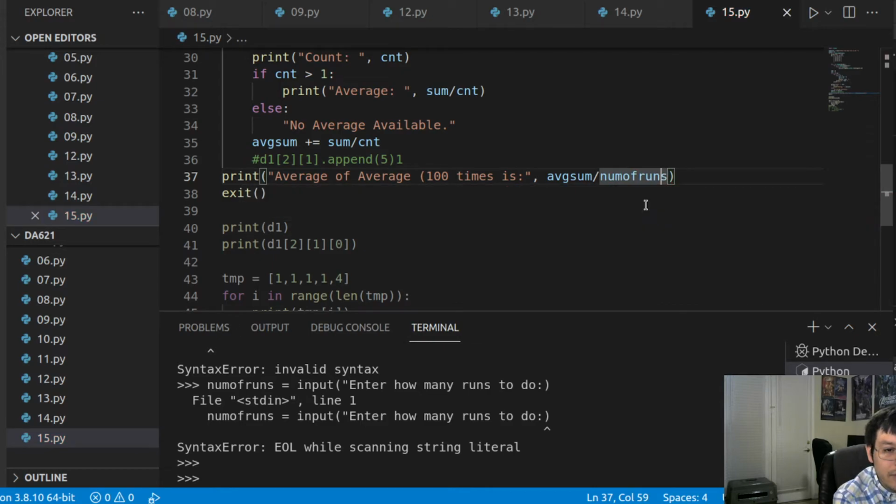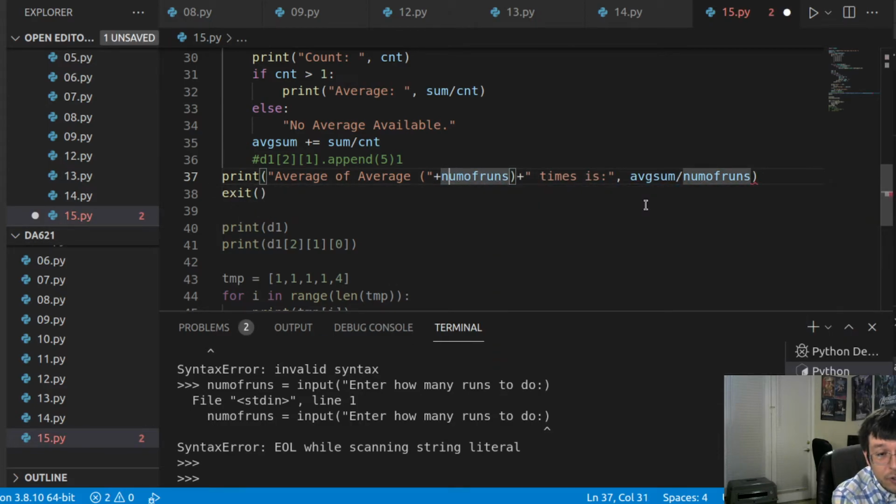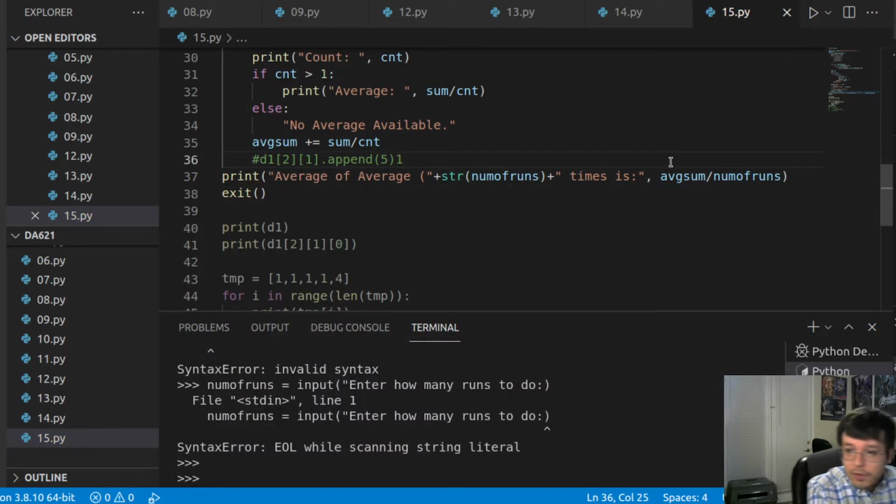Number of runs. And similarly here, so that the output looks nice, we are going to add it in. Let's go with concatenation. So number of runs. However, if I do that, it's going to give me an error because this is an integer, not a string. So I need to do that casting like that. Otherwise, it'll give me an error because it's trying to put a number and a string together, and it doesn't like that. So I have to convert the number into a string. So then concatenation will work. It's just a Python thing.